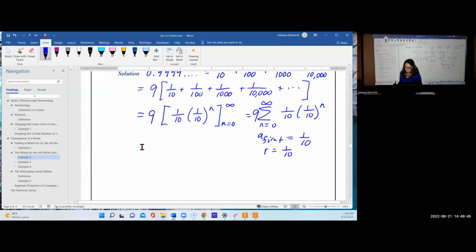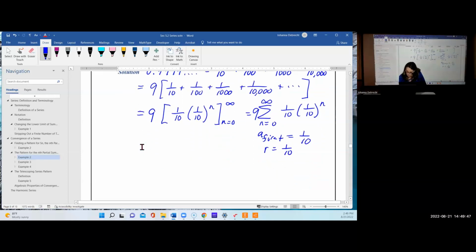Now we can use our formula, and remember that our formula for s infinity, which is the limit as n goes to infinity of s sub n, is a first over 1 minus r, provided that r is between -1 and 1.